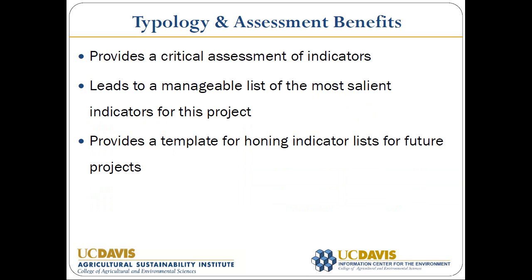The typing and assessing of indicators outlined in the previous section provides a number of benefits to this ASI ICE project. First, it provides a means of critically assessing a plethora of potential indicators. This then helps hone down a large list into a manageable subset of the most salient indicators for our project. Finally, it provides a conceptual template for future projects requiring indicator assessment.